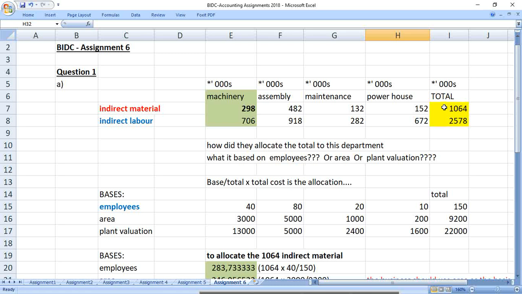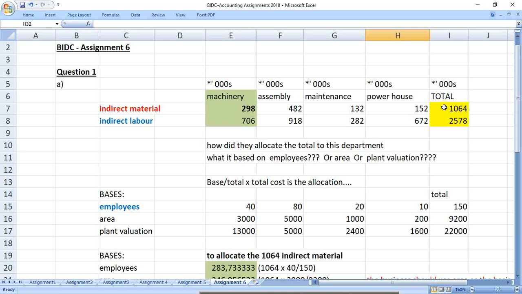So what do we have? We've got rent and local taxes. We've got supervision, and we've got plant depreciation. Okay, so I think they want you, because this is 8 marks, they say reapportion the cost of the service departments over the 2 production departments using the appropriate basis.